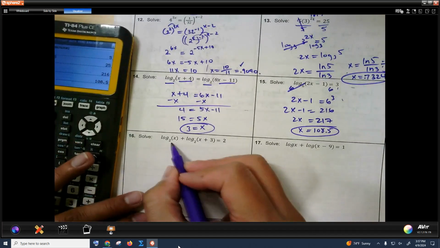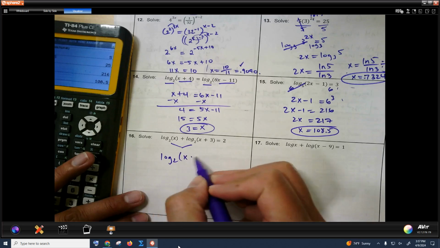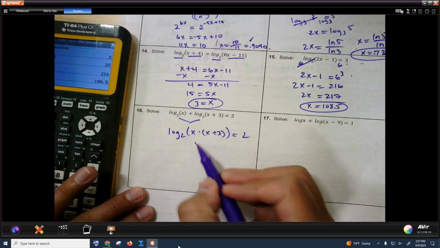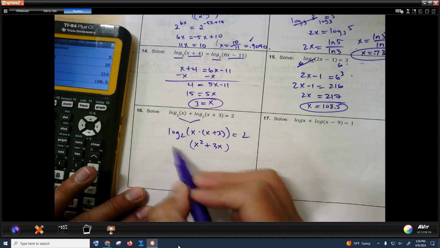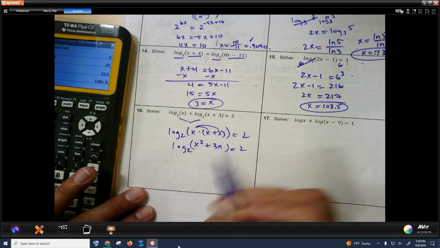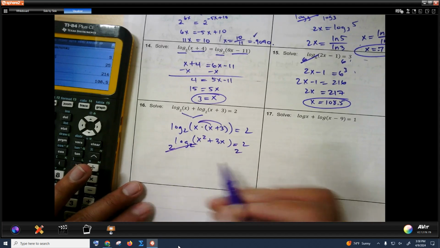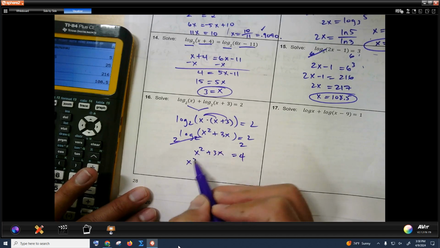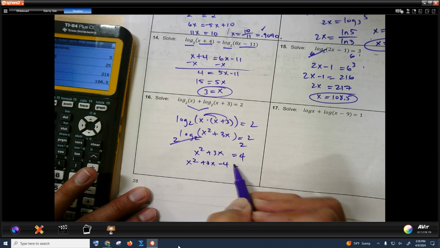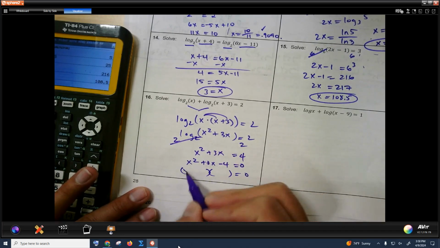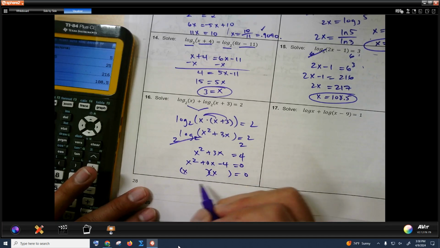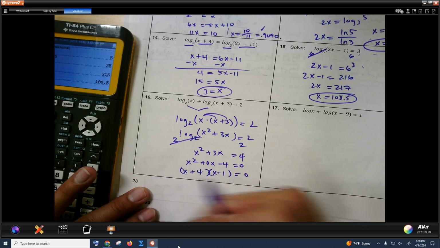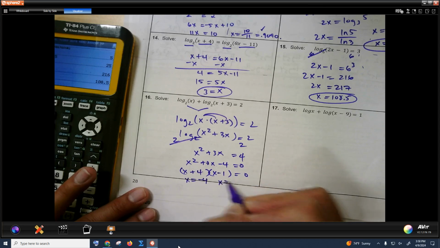Okay, when you have two logs, you're going to condense it into a single log. Do multiplication. Keep your parentheses there. Distribute. And then you're going to undo the log by creating a base 2. So then it becomes a quadratic that we could try to factor or use the quadratic formula. Let's see, this one, let's do x minus 1 times x plus 4, and that factors. So you got two answers, negative 4 and 1.